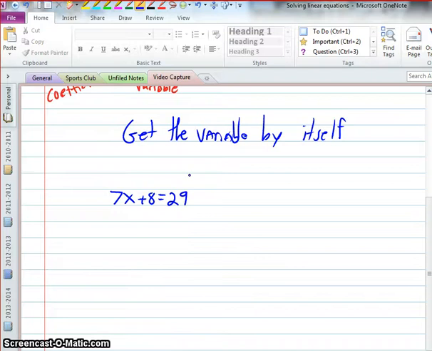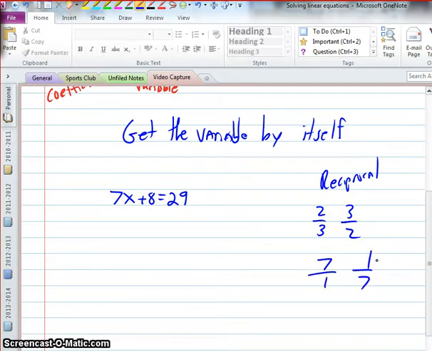But in any case, I have a problem right now that says 7x plus 8 equals 29. Well, I hope you've heard of the term reciprocal. The reciprocal is important because any number multiplied by its reciprocal is equal to 1. If 2/3 is a number, its reciprocal is 3/2. If 7 is a number, that's understood to be 7 over 1, 1/7 is its reciprocal. So you can multiply by 1/7 or you can divide by 7. Both are the same operation.